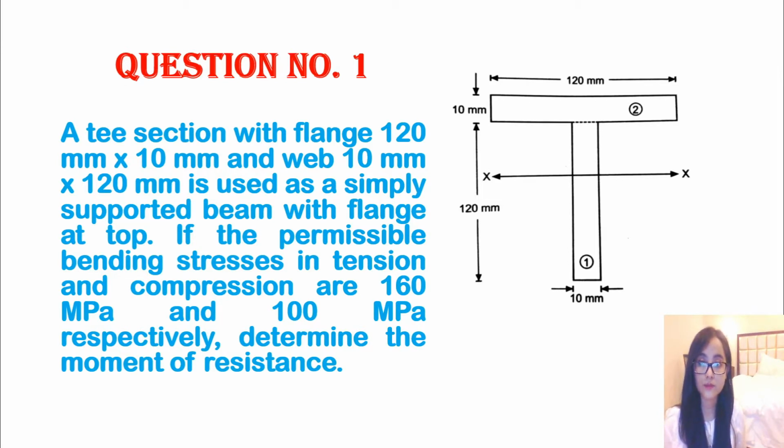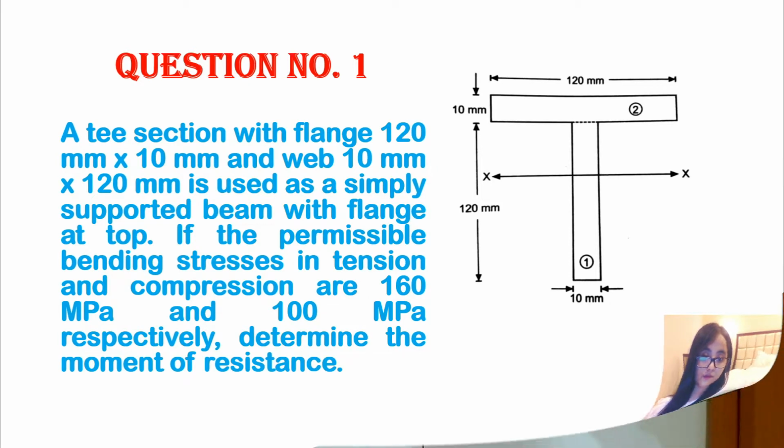With the first numerical: a T section with flange 120 mm into 10 mm and web 10 mm into 120 mm is used as a simply supported beam with flange at top. If the permissible bending stress in tension and compression are 160 megapascal and 100 megapascal respectively, determine the moment of resistance. अब यहाँ पर हमें MR find करना पड़ेगा. So the diagram of the T section is drawn there, and let us get started with this numerical.